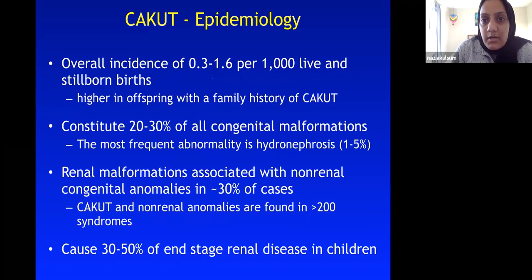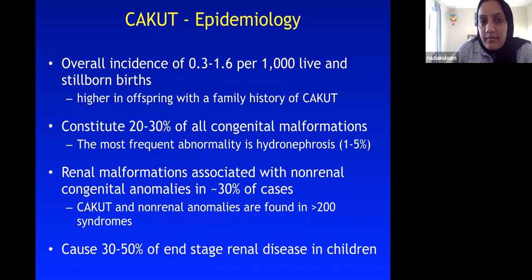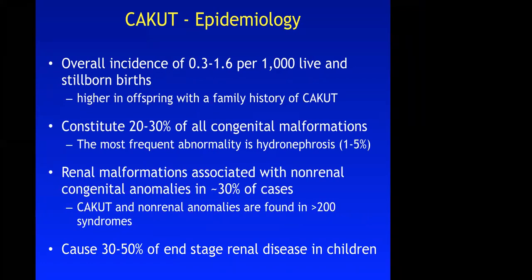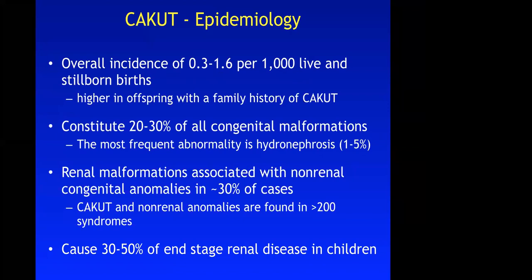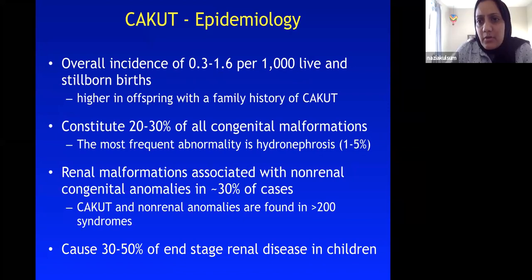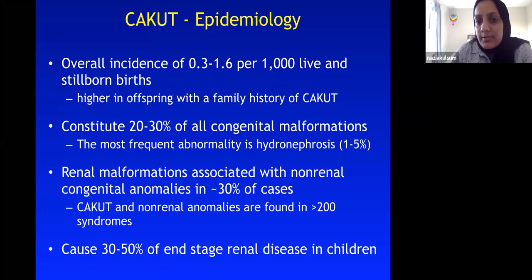So overall, of course, I don't know the incidence back in Palestine, but if we can generalize, up to 0.3 to 1.6% of live births can have CAKUT disorders. And if you have a family member or offspring with CAKUT, then the chance of other siblings being affected is always higher. This encompasses almost 20 to 30% of all congenital malformations. And renal anomalies, especially, are associated with almost 200 syndromes and up to 30% of all chromosomal anomalies.